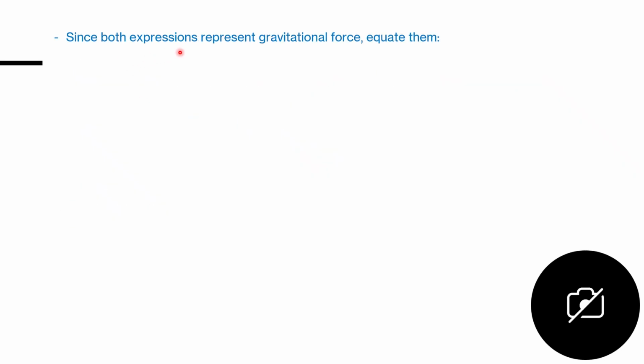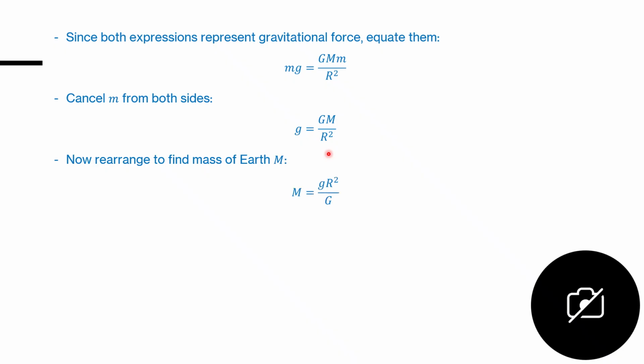Now since both expressions represent gravitational force, equate them, F is equal to F. One F was the weight of an object which is mg, and the second one is the gravitational force, capital G M small m upon R square. This is the small m and this is also a small m, mass of an object. We can cancel both of them, then we get g is equal to capital G M upon R square, and then we can rearrange them and we get M is equal to g R square upon capital G. M is the mass of earth, hence it is the formula of mass of earth.